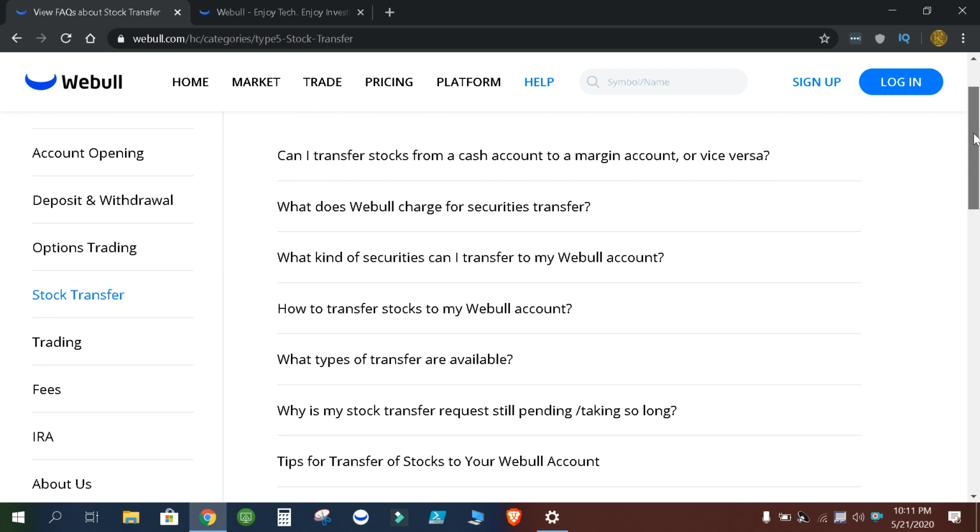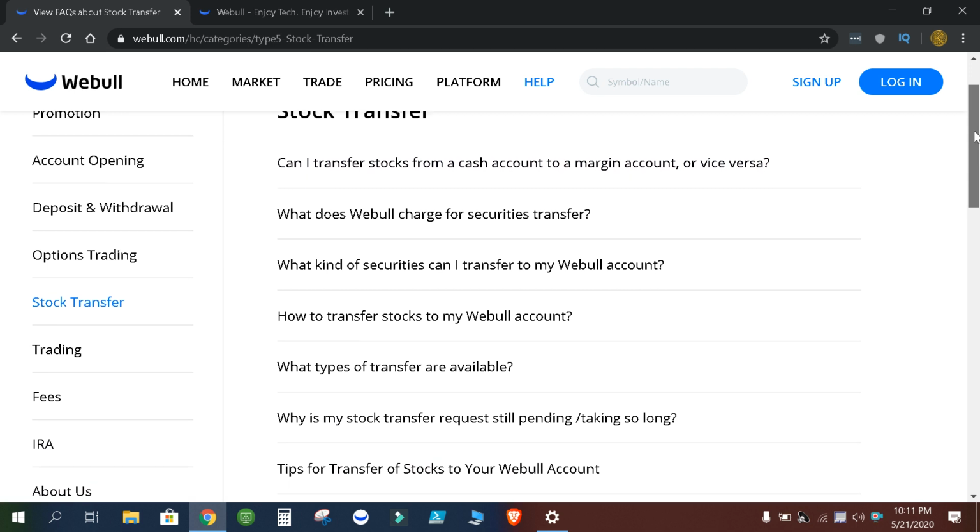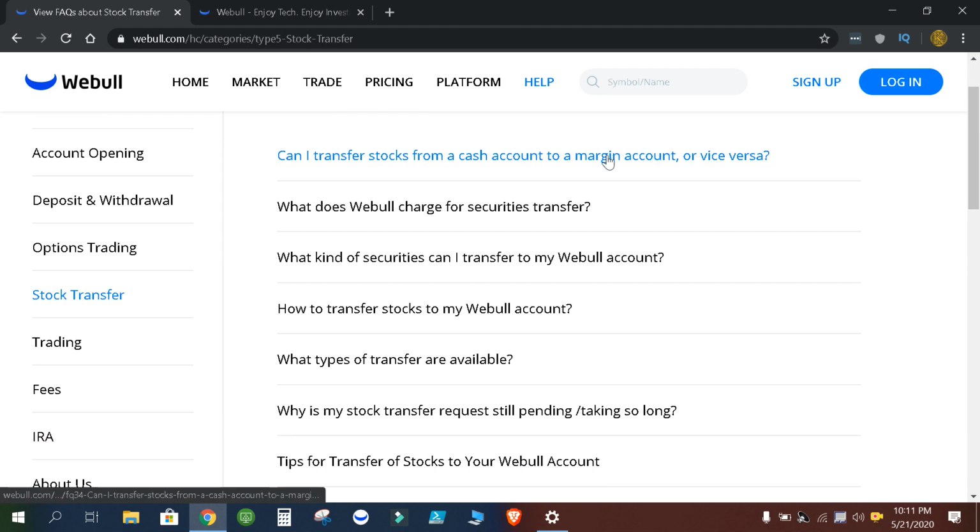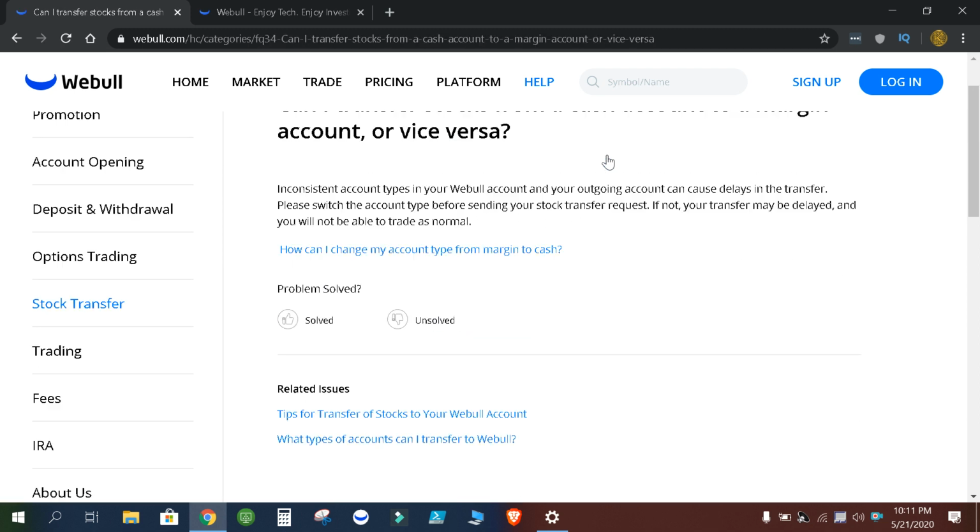All right, so transfers. Can I transfer stocks from a cash account to a margin account or vice versa? That I know that you can do. Yeah, so you can do it, but they do put a delay on your transfers. Now, how long that delay is, I'm not entirely sure, but they will put a delay on it.